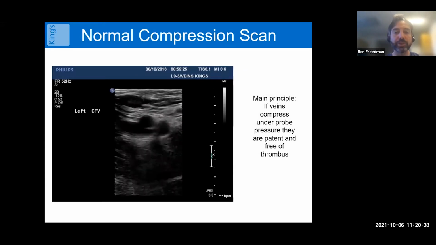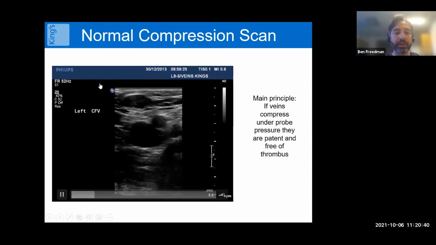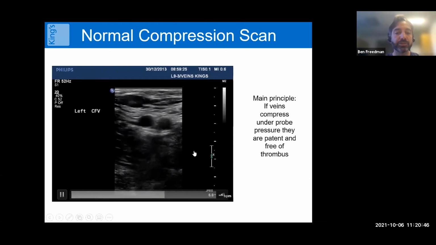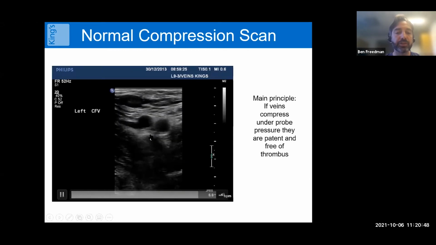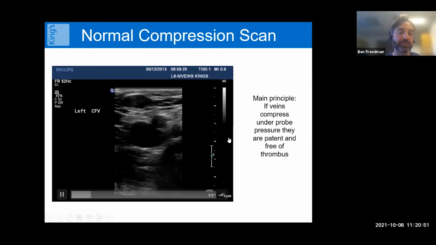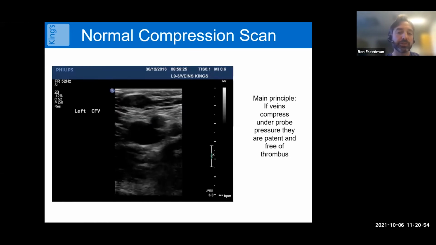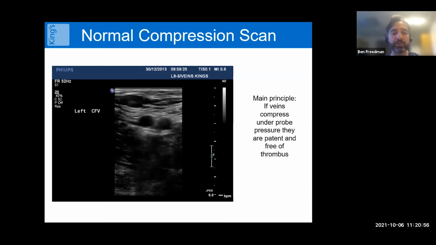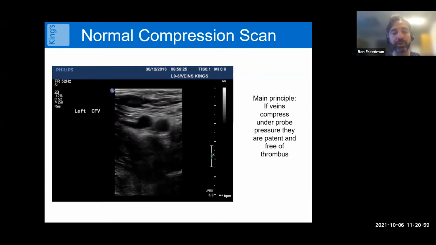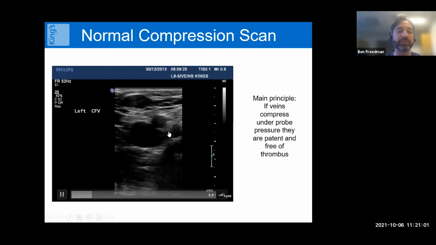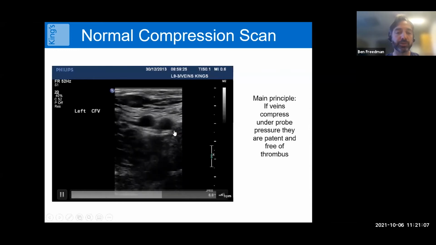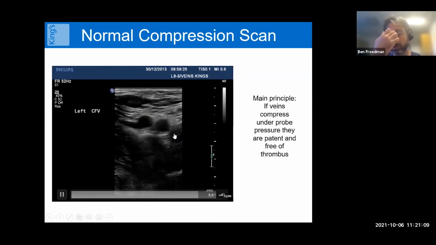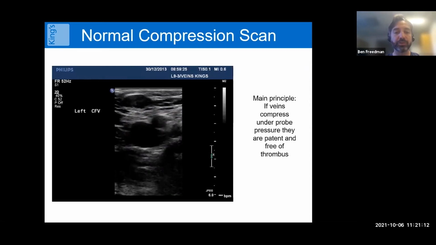For any of you who are unfamiliar with ultrasound, what we're looking at here is the skin at the top of the image and looking down deep into the tissues. And you can see the common femoral vein being compressed by the ultrasound probe. And what that shows is that vein is completely free of any thrombus. Any thrombus within that vein stops the vein from being compressible. We can see adjacent to the vein, the superficial femoral artery and the profunda femoral artery, which don't compress because they're under arterial pressure. They would compress if you really squash down hard on the patient, but that would be quite uncomfortable.